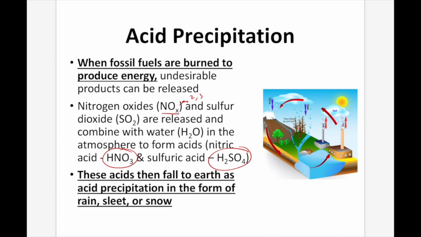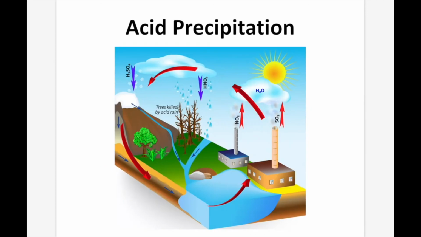So things like factories are going to release our NO2 and our SO2. That's going to combine with the water in the clouds and in the air, and that's going to form our acids, nitric and sulfuric acid. Those acids are going to fall down to Earth as acid precipitation, and you can see that right here.